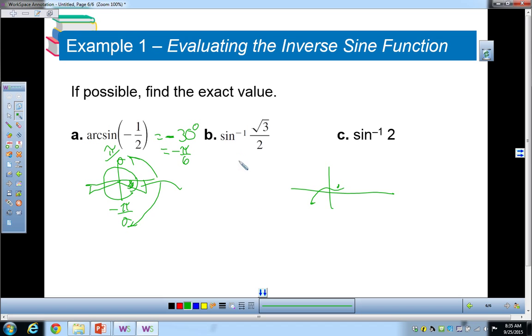So then where would sine be square root of 3 over 2? Can you tell me? 60 degrees or pi over 3 radians. The only place where sine is positive root of 3 over 2 is in two places. But I'm going to choose this one because this is the only one that's between pi over 2 and negative pi over 2. So that's equal to 60 degrees, which is equal to pi over 3 radians.